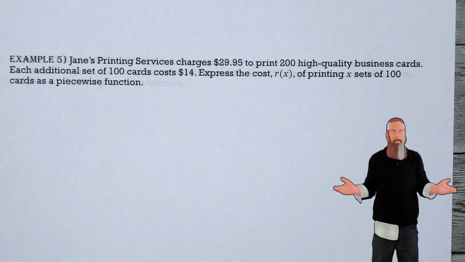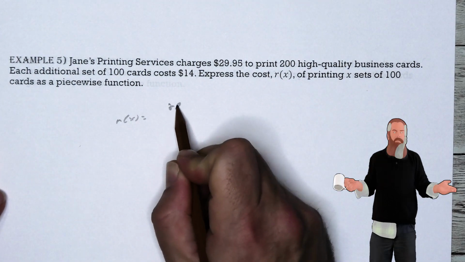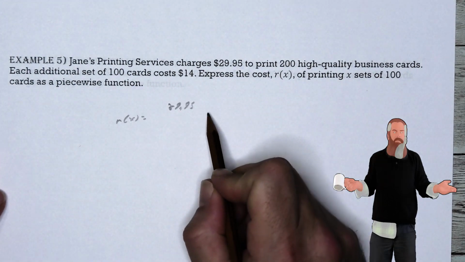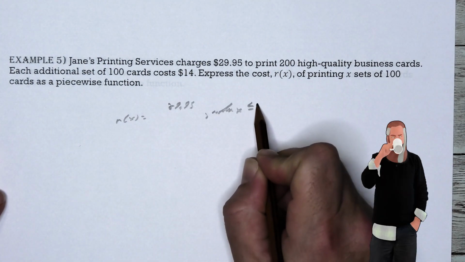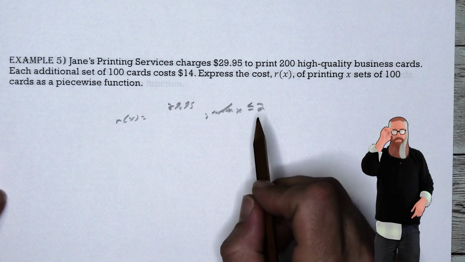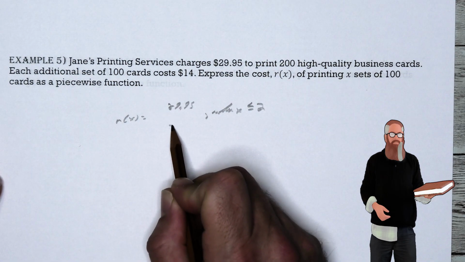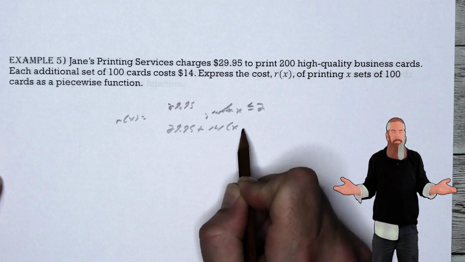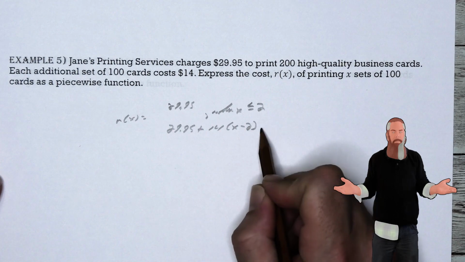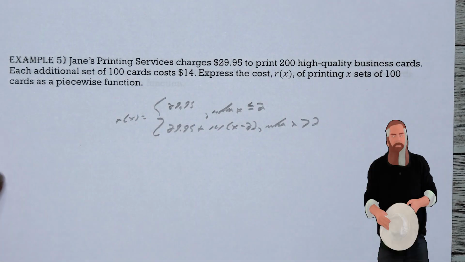If you think of a set of 100 copies, then 200 copies represents 2 sets. So R of X would be equal to $29.95. Since it's this way for the first 2, we're going to say when X is less than or equal to 2. Now, if you wanted to get 150 cards, you're still going to pay for that full 2. Then, if you wanted more than 2 sets, you would pay $29.95 plus $14 for each set X minus the original 2. And this is going to happen whenever X is greater than 2. And now we have our piecewise function.